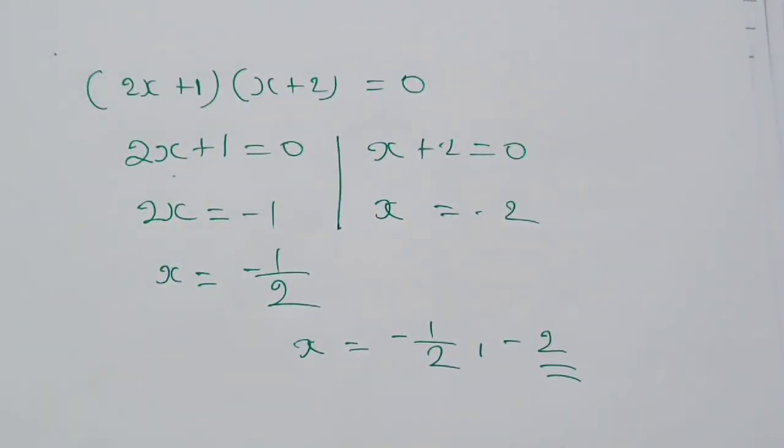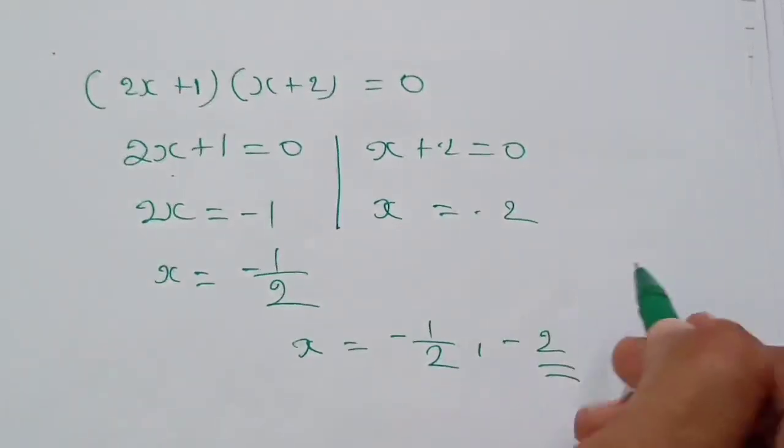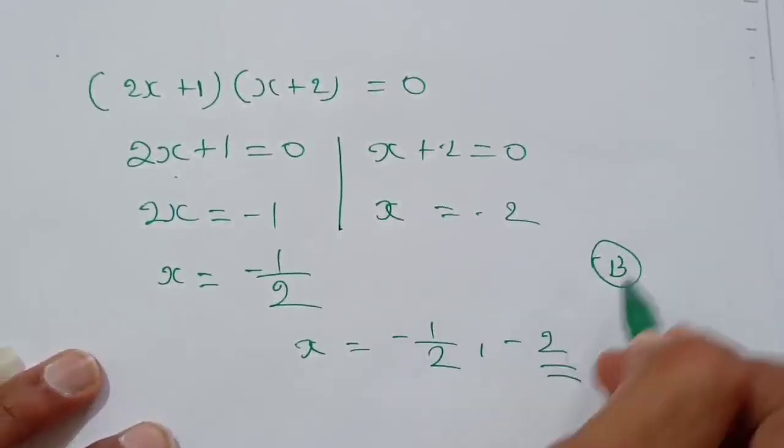Simple. So which option is right? The options are minus 1 by 2 and 2, minus 1 by 2 and minus 2, 1 by 2 and 2, and 1 by 2 and minus 2. Which option is right, children? Minus 1 by 2 and minus 2 is there in the B option. So the B option is correct.